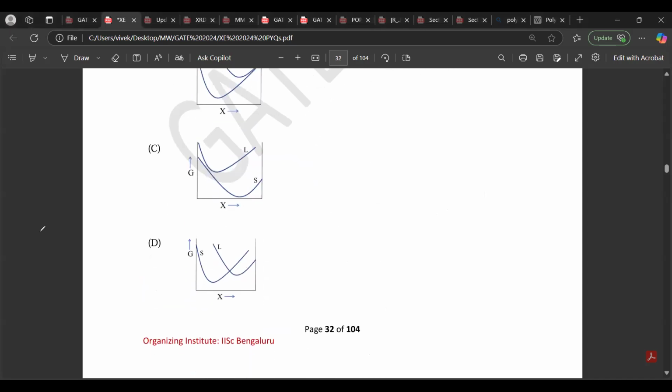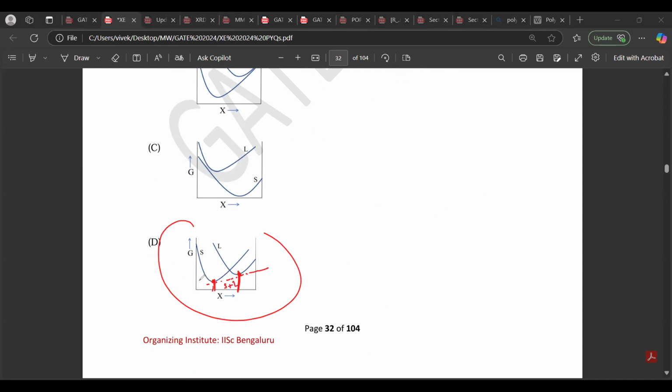Now, why is this option not correct? It seems similar also, but see, where is my... If I draw the tangent, this is my solid plus liquid, right? This is my 100% solid. This is my 100% liquid, right? So up to this composition, the solid curve is lower than the liquid curve, right? So that means this is the composition where only solid is stable. Now you go and see from the array.